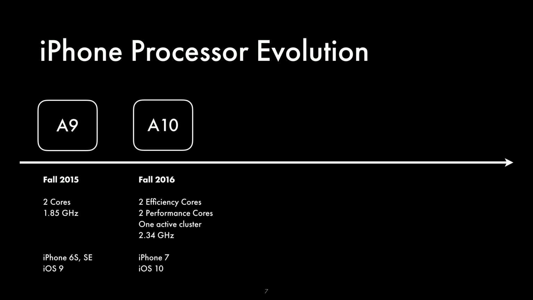Interestingly, I realized, making this diagram, that the processor numbers, like A10, are perfectly synchronized with the iOS versions. Every year there is a new A series processor and a new version of iOS. So it's sort of incredible how fast the pace is for the hardware development.